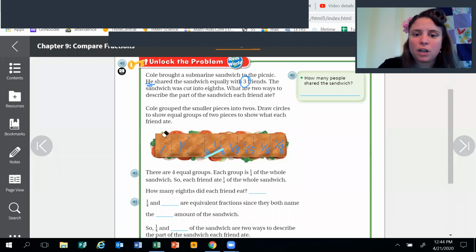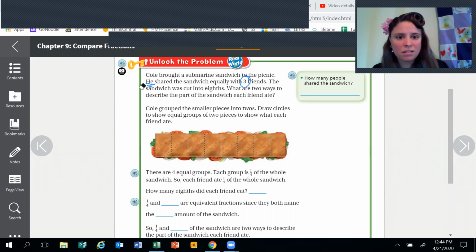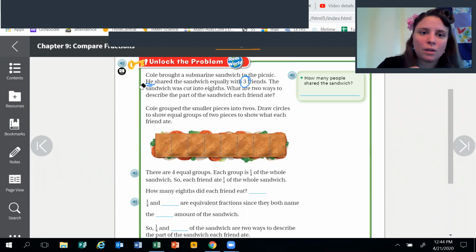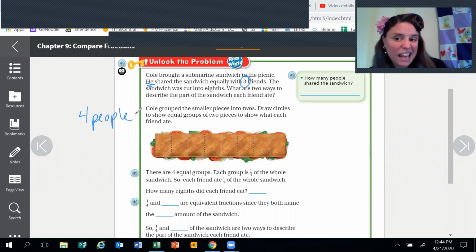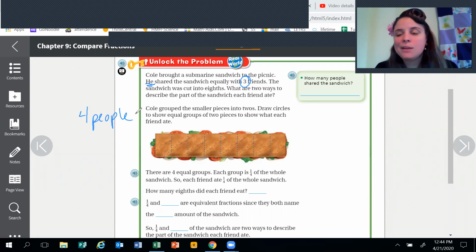So how many people are sharing the sandwich, guys? He and 3 friends? You know, it always feels like it tricks us when it does this. 4 people are sharing the sandwich, not 8, but we have 8 pieces. So if we have 8 pieces and everybody gets the same amount of pieces, how many pieces are they going to get each? They're each going to get 2 pieces.